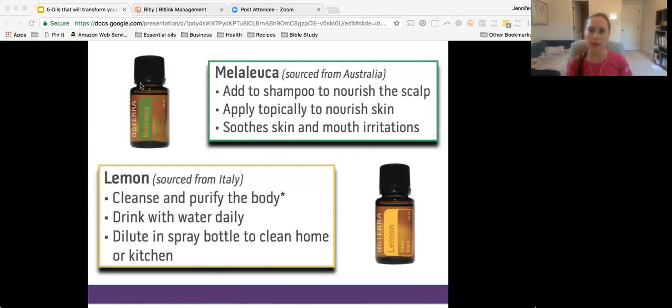So this, again, is another one to have on hand, like in your medicine cabinet for when you need it, because it's powerful and it works so, so well.